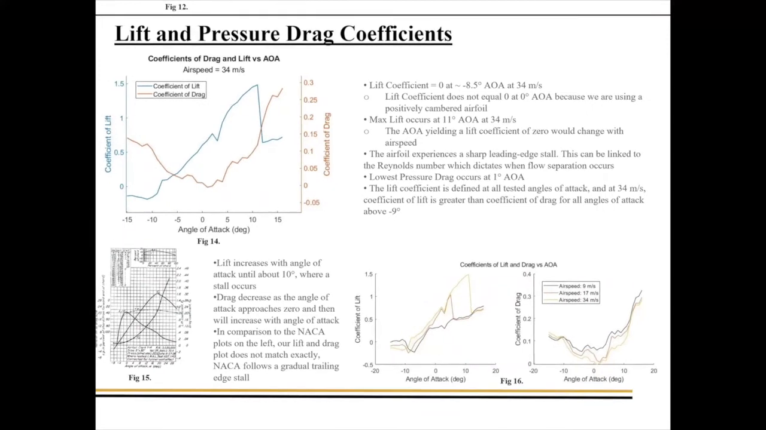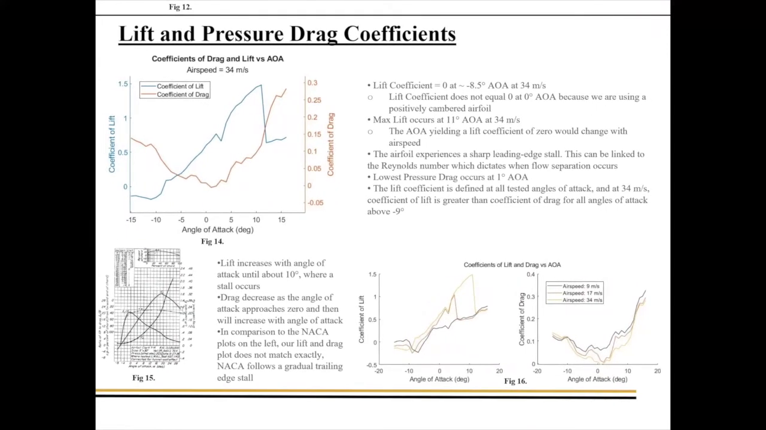In the final section, we'll discuss lift and pressure drag coefficients. Looking at figure 14, we can see a stacked plot for the drag and lift coefficients for an airspeed of 34 meters per second. We can see how these coefficients vary with the angle of attack. We can see similar things in figure 16. We see that on the left we have coefficients of lift, and on the right we have coefficients of drag. We see that these plots are also stacked with different airspeeds respectively, 9 meters per second, 17 meters per second, and 34 meters per second.